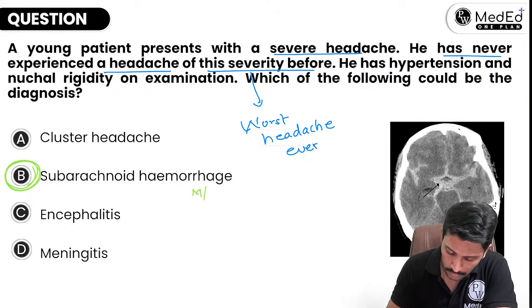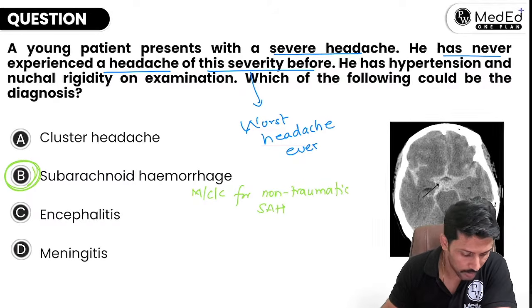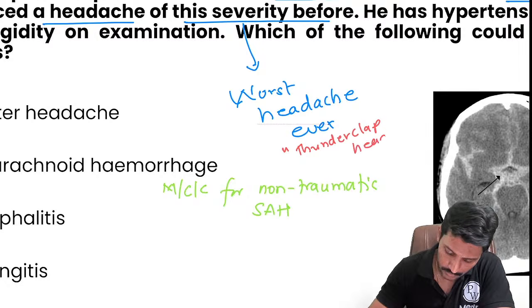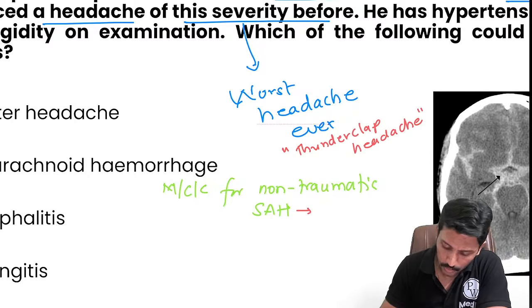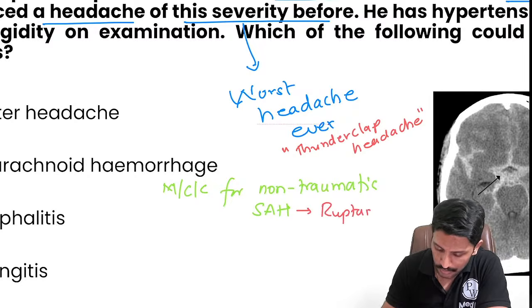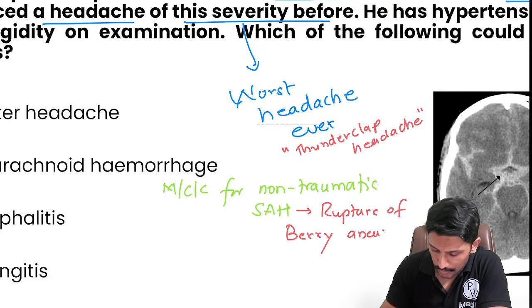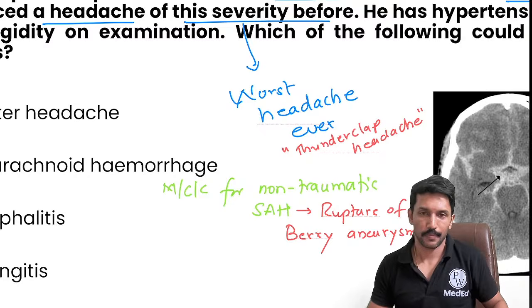And what is the most common cause for non-traumatic subarachnoid hemorrhage? Trauma can cause subarachnoid hemorrhage for sure, but what is the most common cause for non-traumatic subarachnoid hemorrhage? Yes, it is also called thunderclap headache. The most common non-traumatic cause for subarachnoid hemorrhage is rupture of berry aneurysms. Rupture of berry aneurysms is the most common non-traumatic cause for subarachnoid hemorrhage.